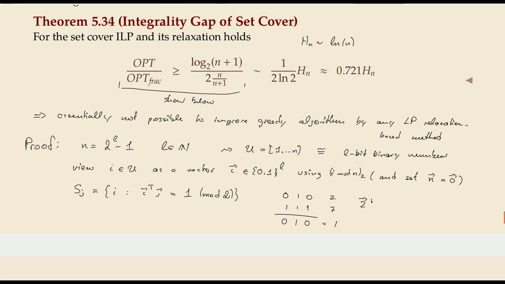So that's what I showed in the example. And this is how we construct these sets for every j in our universe. So we have the same number of sets as we have elements, and we set the cost of all sets just to 1.